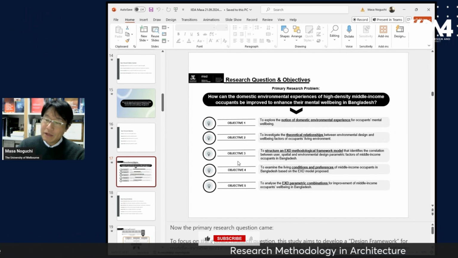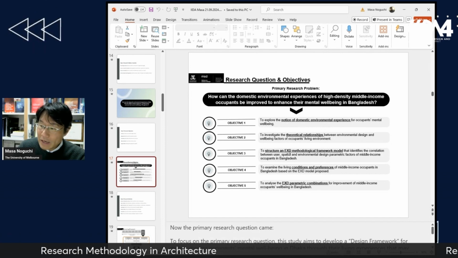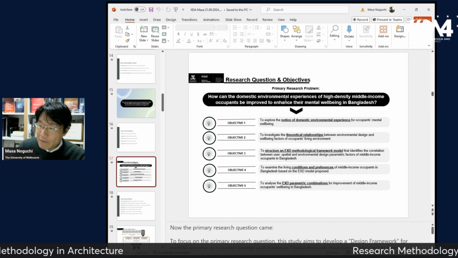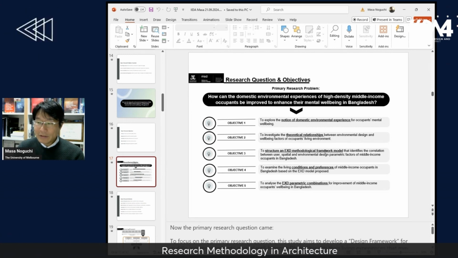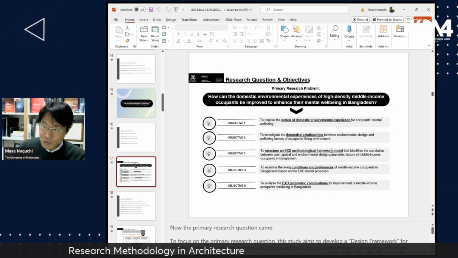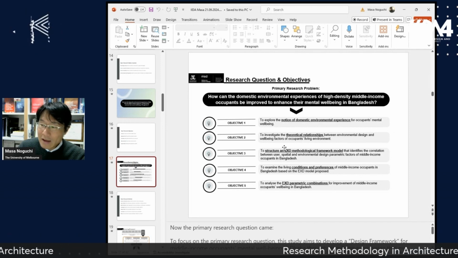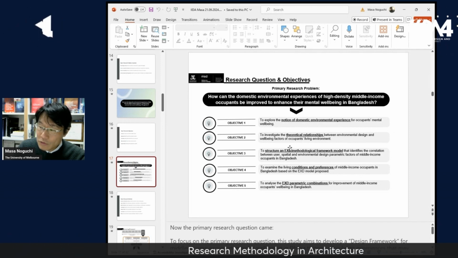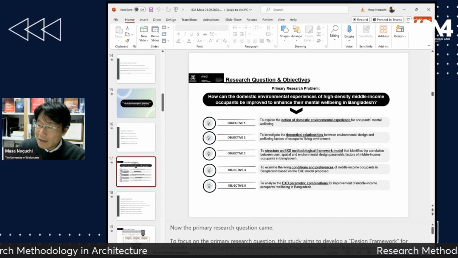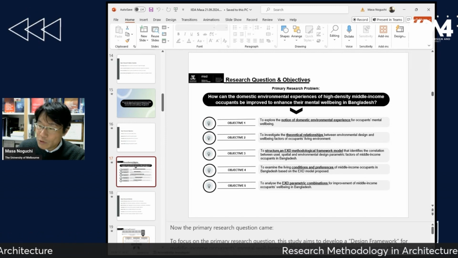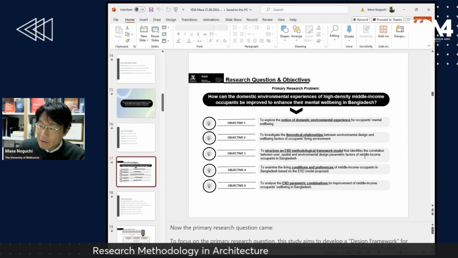Now, objective three is to structure EXD, the environmental experience design methodological framework. This is probably the main dish of this study and its contribution. Structure a new, novel methodological framework model that identifies the correlation between user, space, and environmental design parameters of middle income occupants.